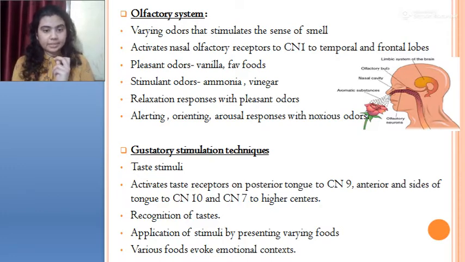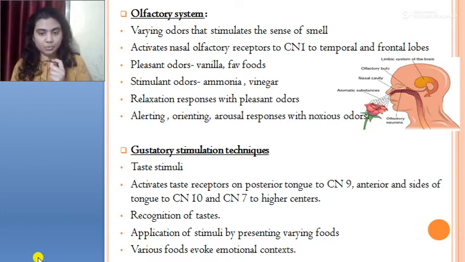For gustatory stimulation techniques, we use different taste stimuli and place them on the tongue with the help of a thin tube, which provides localized taste to certain areas of the tongue. It activates the taste receptors on the posterior tongue via cranial nerve 9, and the anterior and sides of the tongue via cranial nerve 10 and cranial nerve 7, that is the facial nerve, to higher centers. So gustatory stimulation input will be through the glossopharyngeal nerve, the vagus nerve, and the facial nerve. It helps in the recognition of taste.